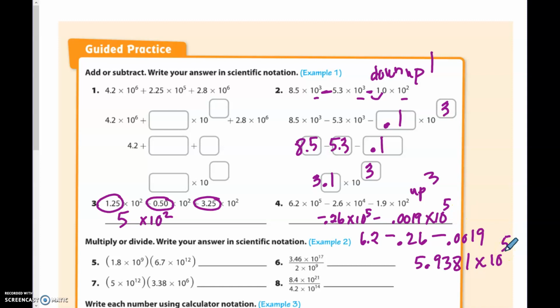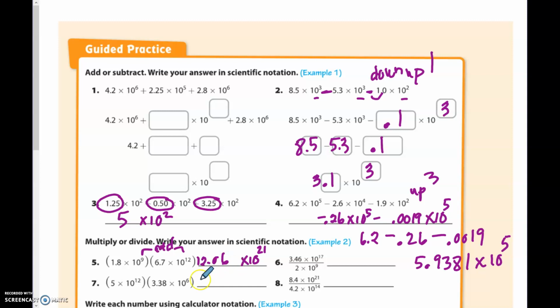All right, multiplying and dividing are a little bit easier because we don't have to get those powers the same. So we just need to remember our rules from before, that when we multiply, we add exponents. So this is going to be times 10, and if I take 9 plus 12, I get 21. And then if I do 1.8 times 6.7, so do that on your calculator, 1.8 times 6.7, I get 12.06.